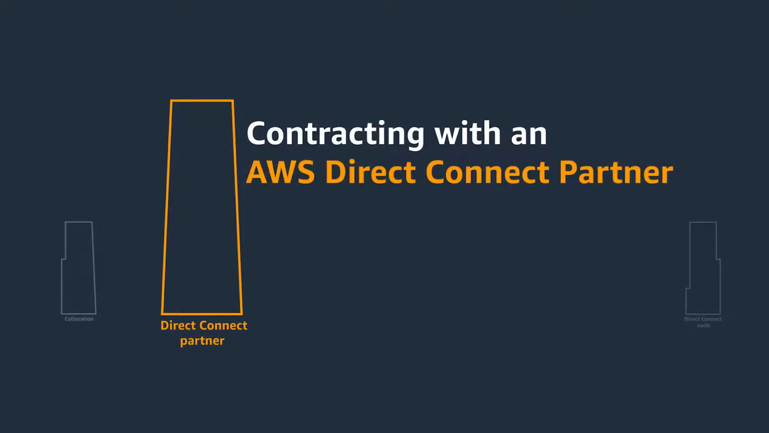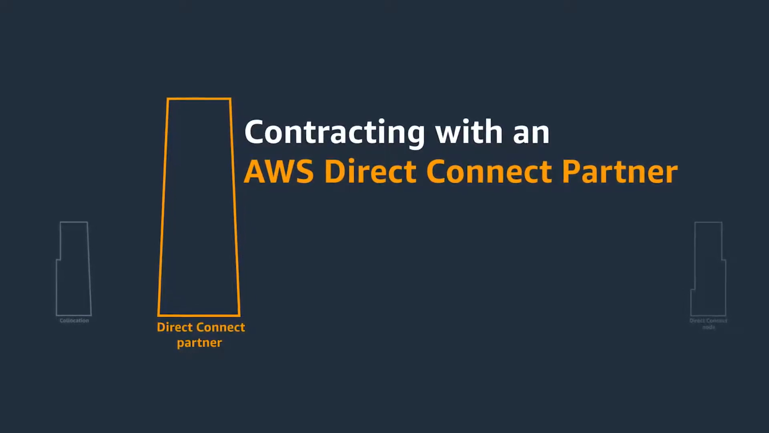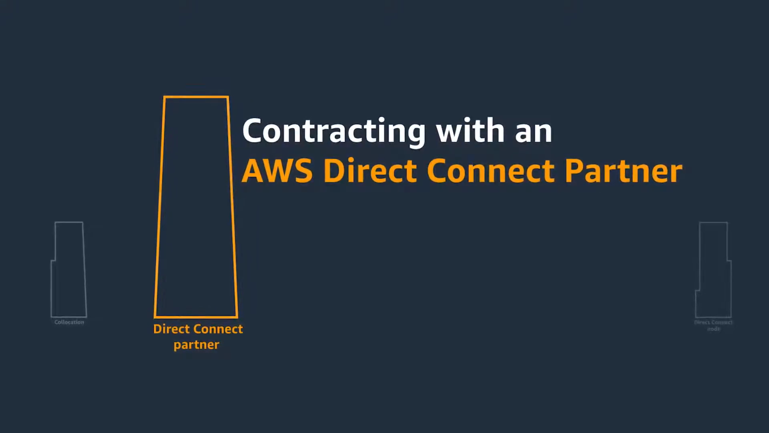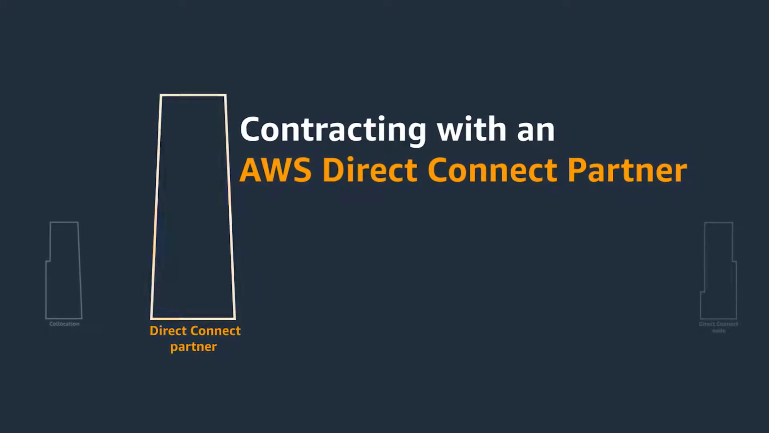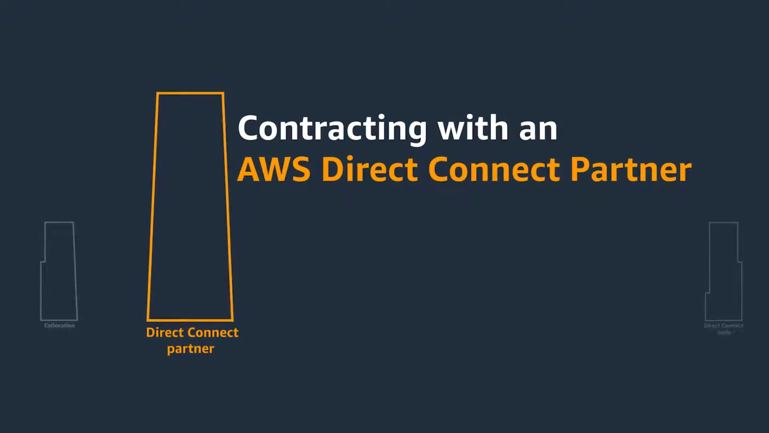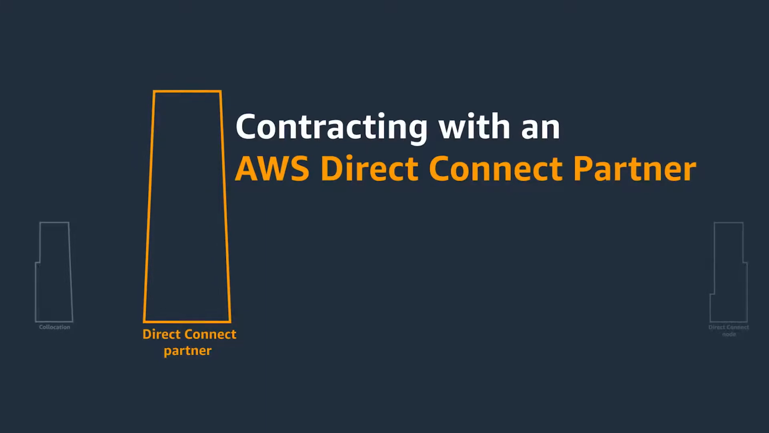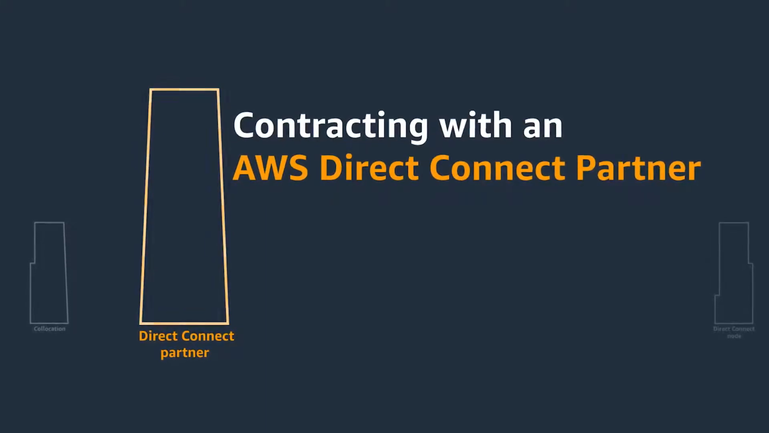The second option is to contract with a Direct Connect partner who already has equipment at the Direct Connect location. If you choose this option, the Direct Connect partner will provide you with the necessary equipment at the Direct Connect location that will connect to the AWS router. In most cases, you will need to provide the physical connection between your on-premises location and the Direct Connect partner equipment, but the Direct Connect partner will configure and maintain the physical equipment at the Direct Connect location.